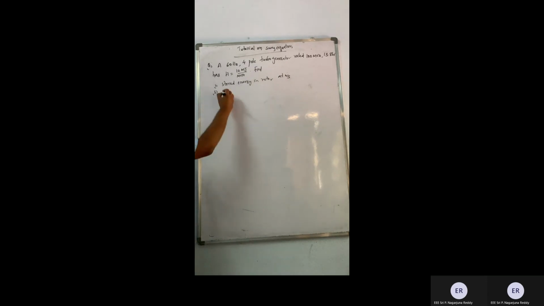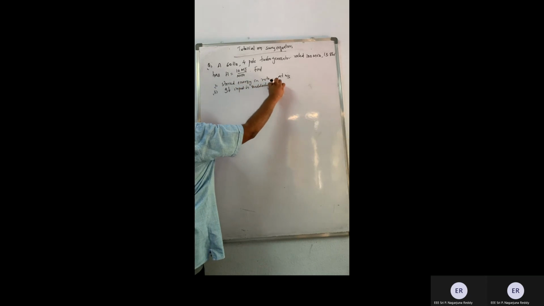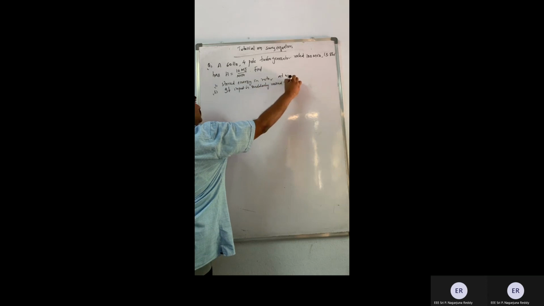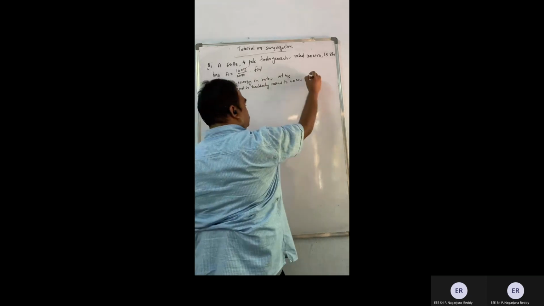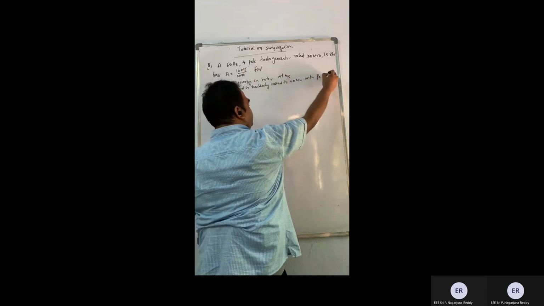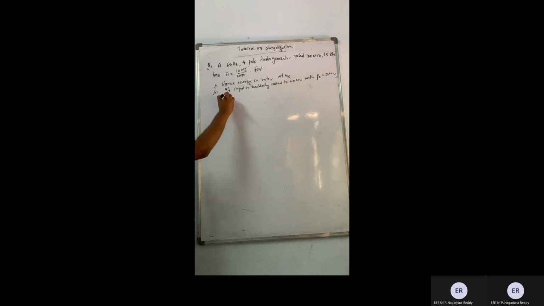Second thing is, if the input is suddenly raised to 60 megawatts, with Pe remaining constant at 50 megawatts, determine the acceleration.